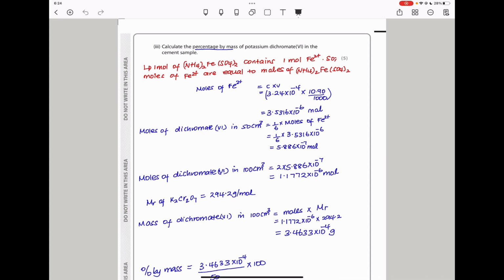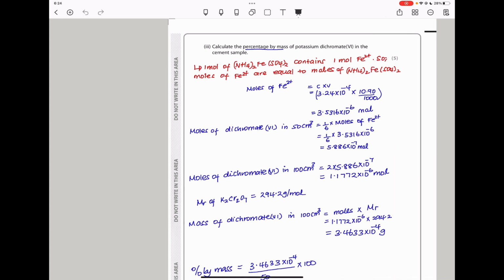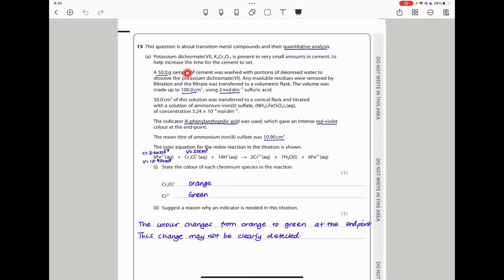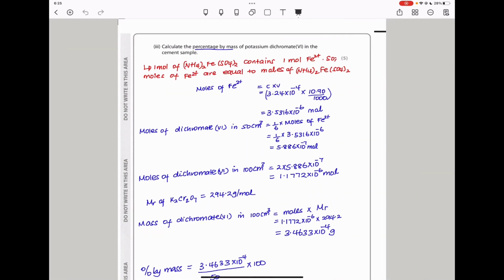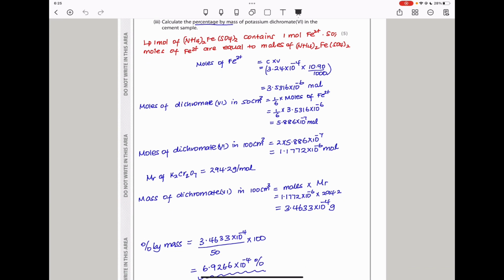Now remember, the initial 50 grams of the cement sample was not dissolved in 50 centimeters cubed, but it was dissolved in 100. And from this 100, we took the 50. So coming back here, it means I have to find the number of moles in the initial 100. To find the moles in 100, it should be 2 times the moles in the 50, which gives me 1.1772 times 10 power negative 6 mole. Now, since I have this, that is going to be the moles of the dichromate.